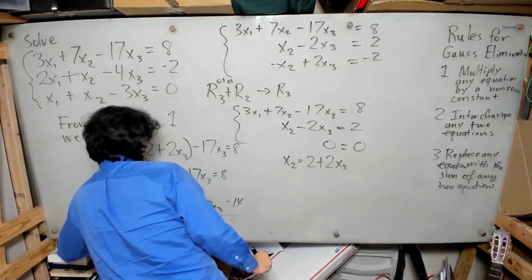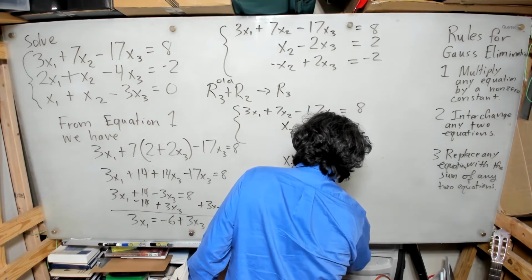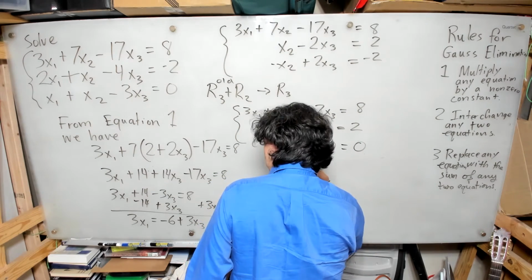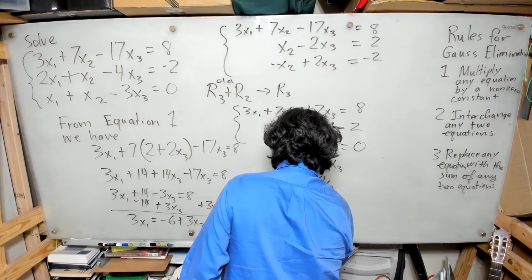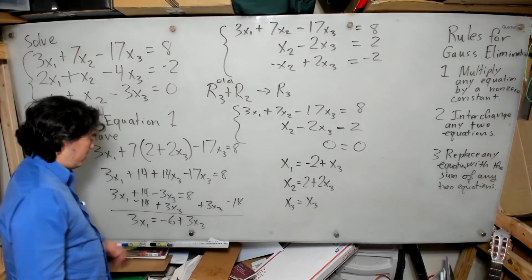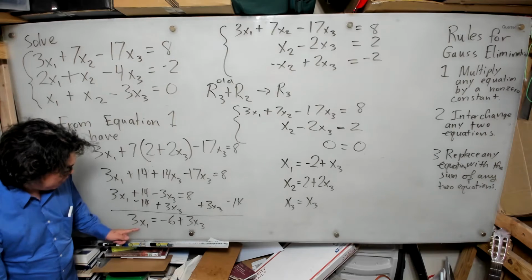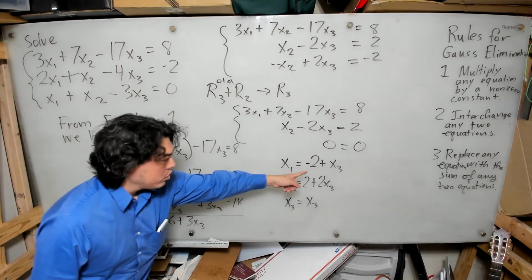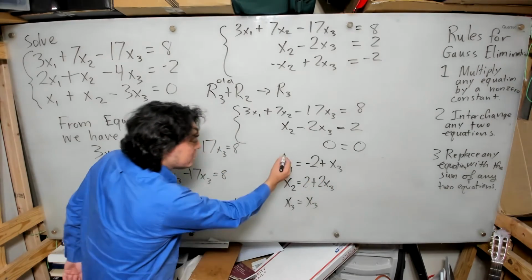Let me copy this over here. You're going to see what I'm doing here. So x2. So the 3x1 equals negative 6 plus 3x3. I divide by 3 here, I get left with x1. I divide negative 6 by positive 3, I get negative 2. And I divide the 3x3 by 3, and I get just x3. And so this is my solution.